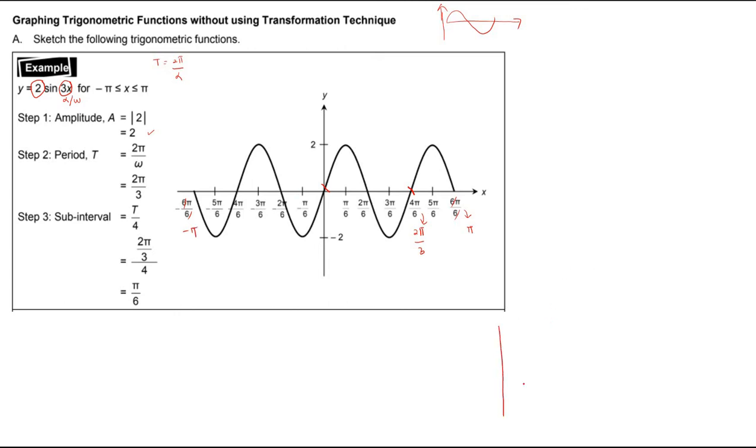Okay. If you want to plot, like this, you know the amplitude is 2, negative 2. And then, subinterval pi over 6. So, pi over 6 plus pi over 6, you get 2 pi over 6. Plus pi over 6, you get 3 pi over 6. Plus pi over 6, you get 4 pi over 6. Okay, 4 subintervals. And then we can plot. Go up, following the shape of the graph y equals sine x. Up, down, down again, then up.